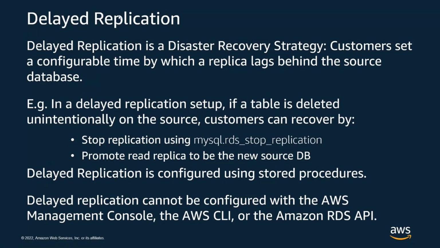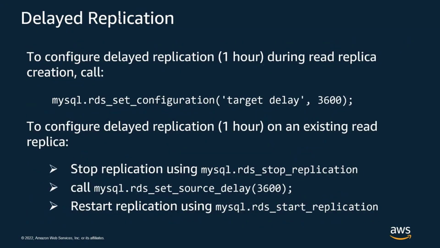Now, a couple of things to note here. Delayed replication on Amazon RDS is managed through stored procedures. It cannot be configured through the management console or the CLI or the API. So let's get into how to set up delayed replication on your RDS MariaDB instance. If you're setting it up for a read replica while you're creating the read replica, all you would need to do is call a stored procedure called RDS set configuration. And what you need to pass to this procedure is a target delay in seconds.